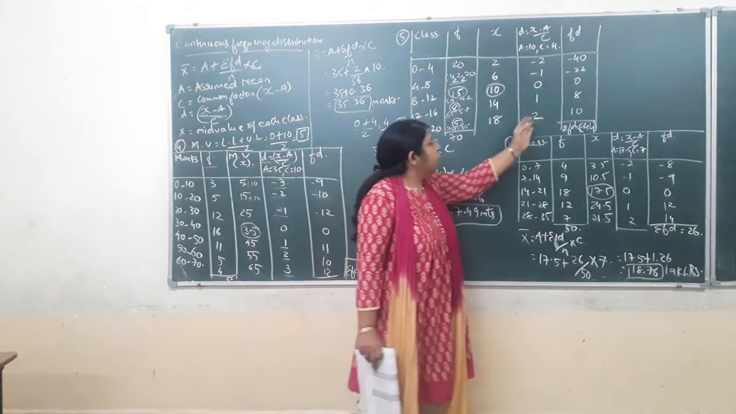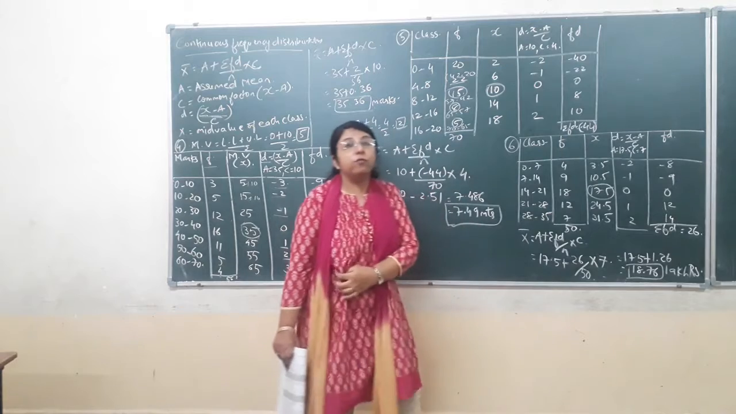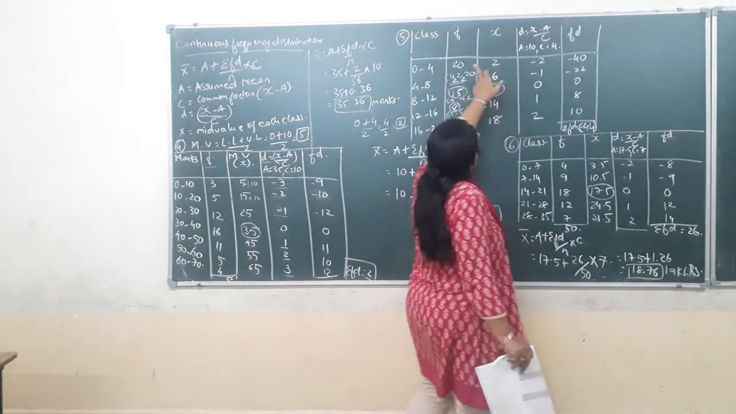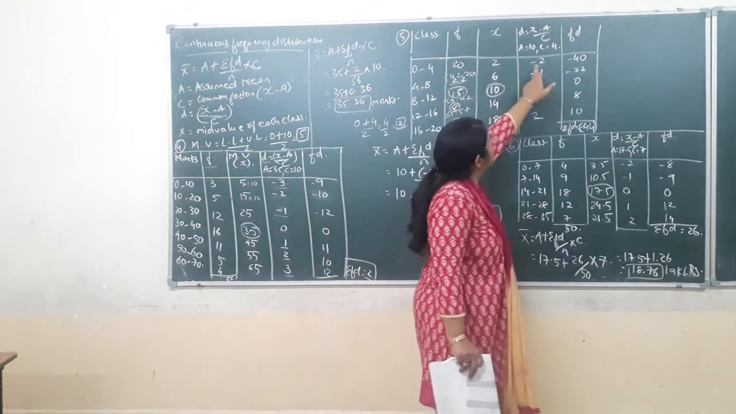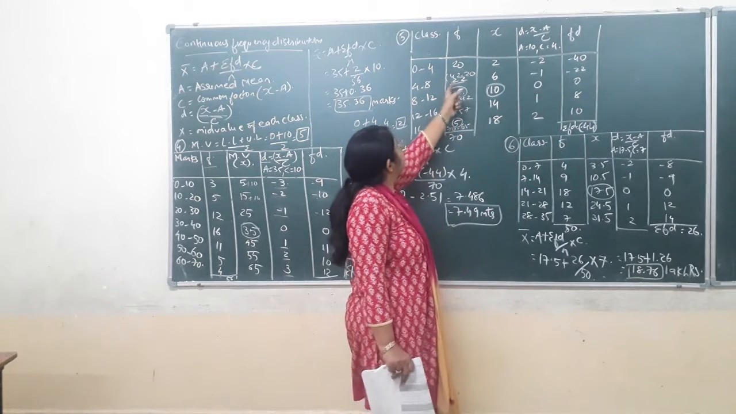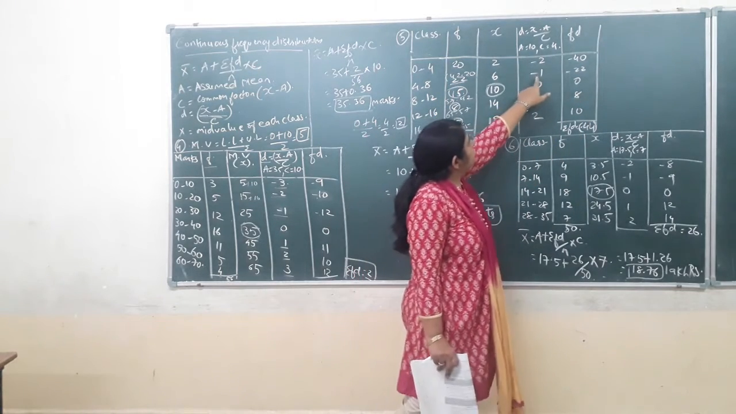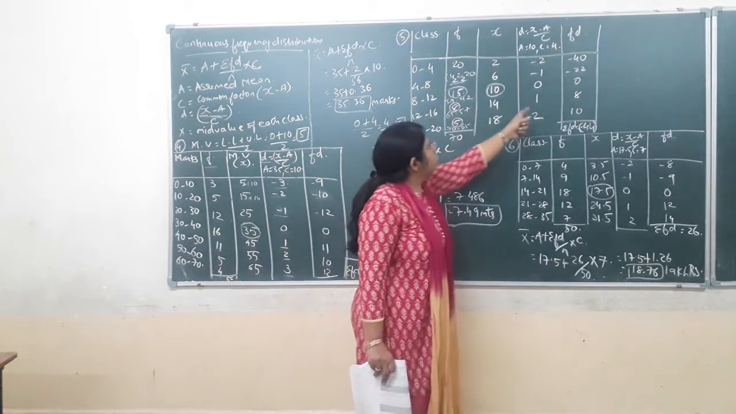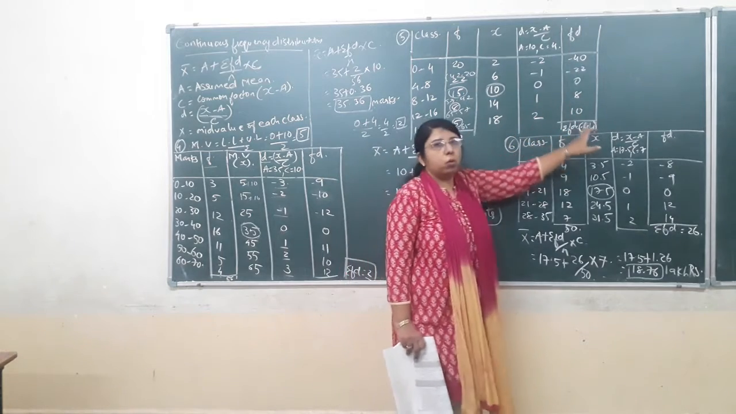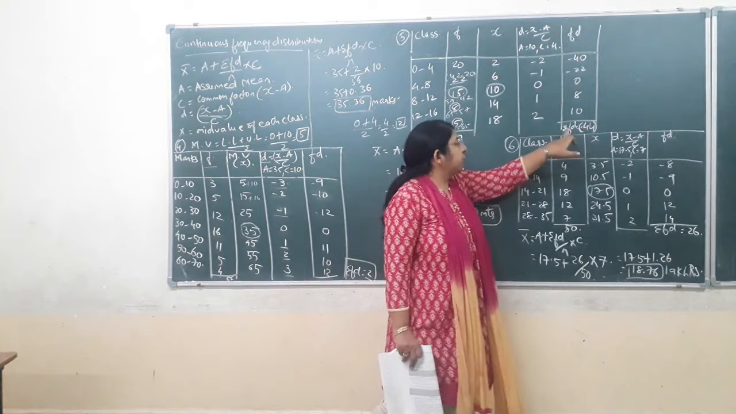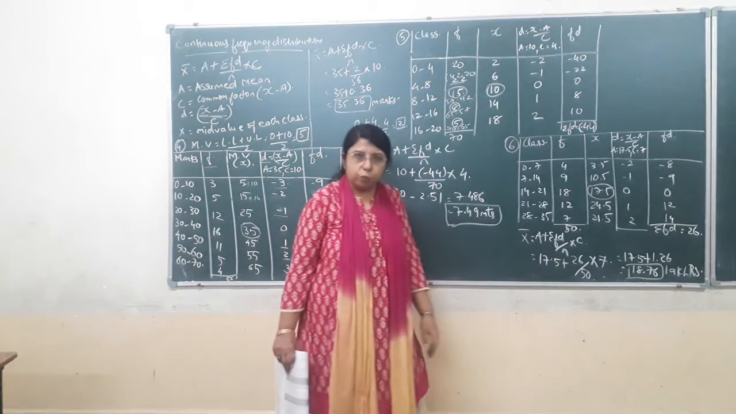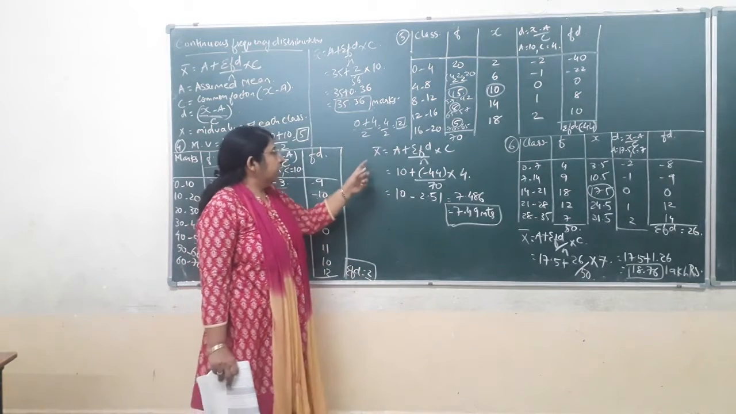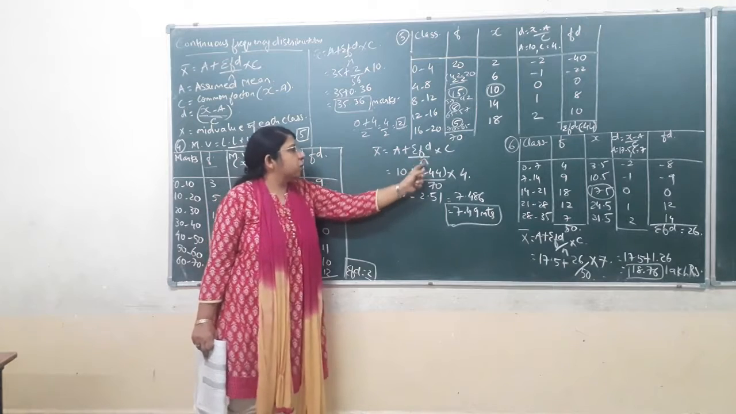After finding the value of d, the next and last column is fd. fd means multiplication of f and d. Here you can see the first value of f is 20. 20 into minus 2 is minus 40. Then the next value is 22. 22 into minus 1 is minus 22. Next one, 15 into 0 is 0. 8 into 1 is 8. 5 into 2 is 10. Then you have to do the total of fd, that is sigma fd equal to negative 44. Now the last step is to apply the given values in the formula. Here you can see x bar is equal to a plus sigma fd upon n into c.